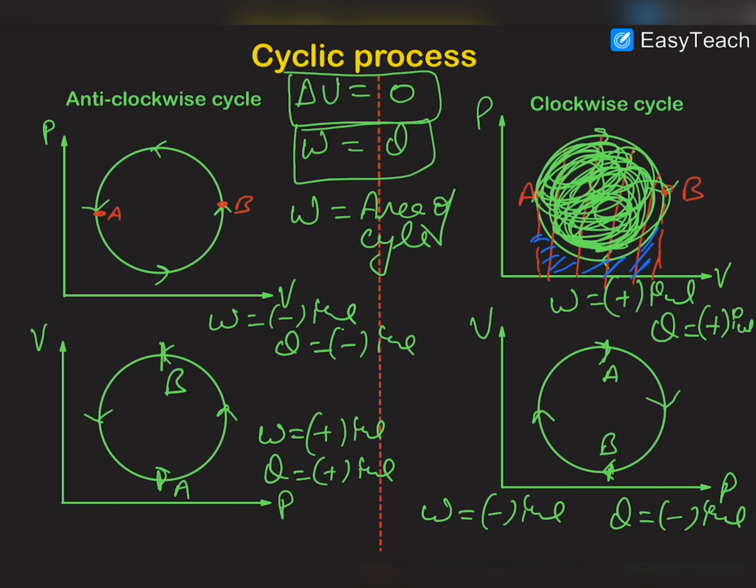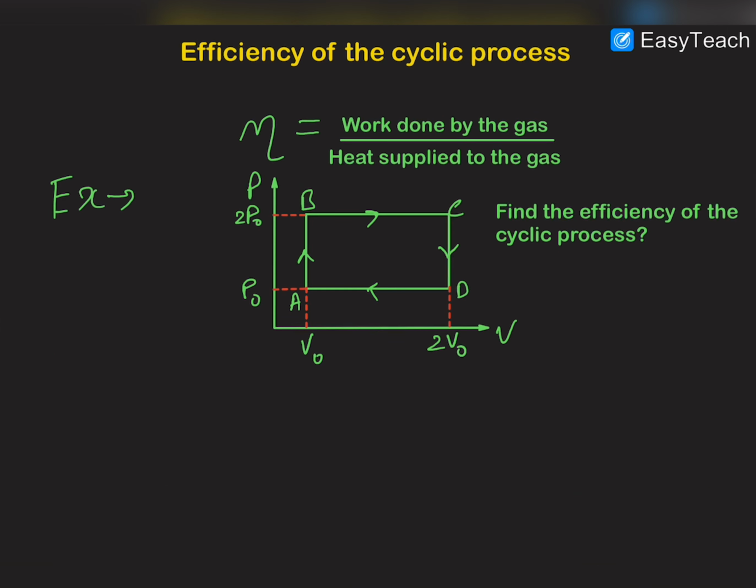So this is the cyclic process basics, and let us also see what the efficiency of a cyclic process is. The efficiency of a cyclic process is the work done by the gas divided by the heat supplied, into 100 if efficiency is being asked in percentage. But in this case, let us analyze the problem.